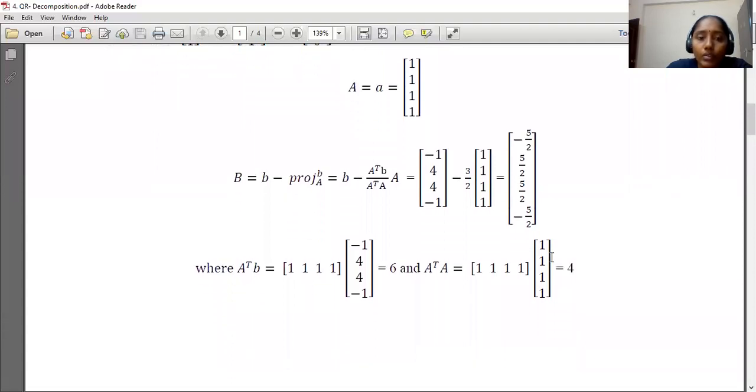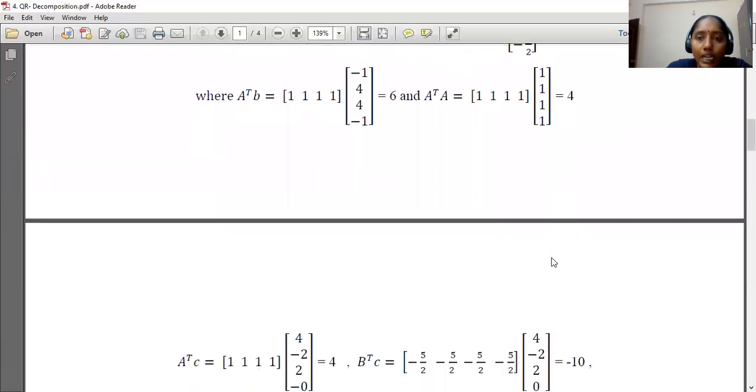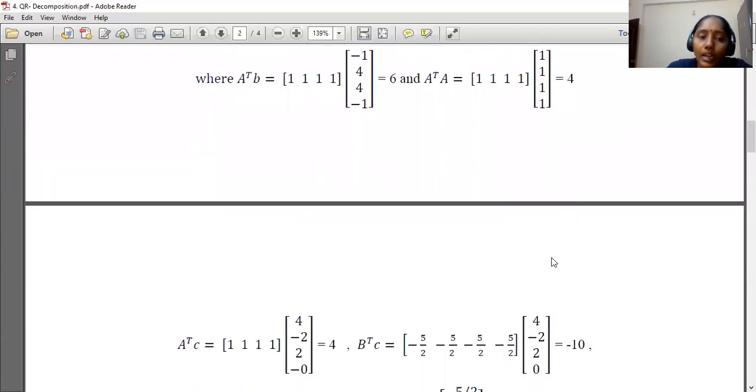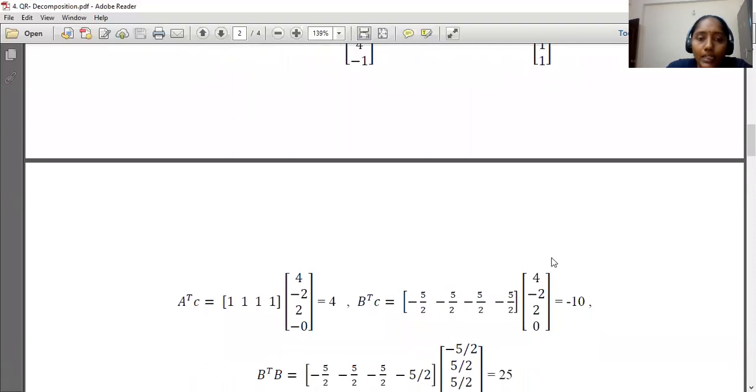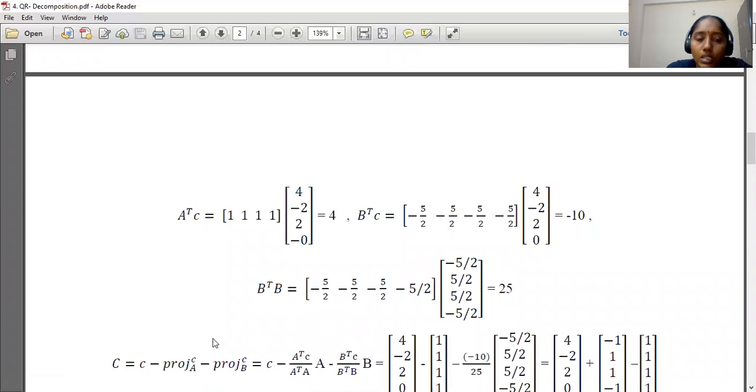Now, coming to C, another vector which is perpendicular to both A and B. So for finding that, C equals C minus the projection of C on A minus the projection of C on B, which is nothing but C minus (A transpose C by A transpose A) into A minus (B transpose C by B transpose B) into B. Just finding the product of vectors.